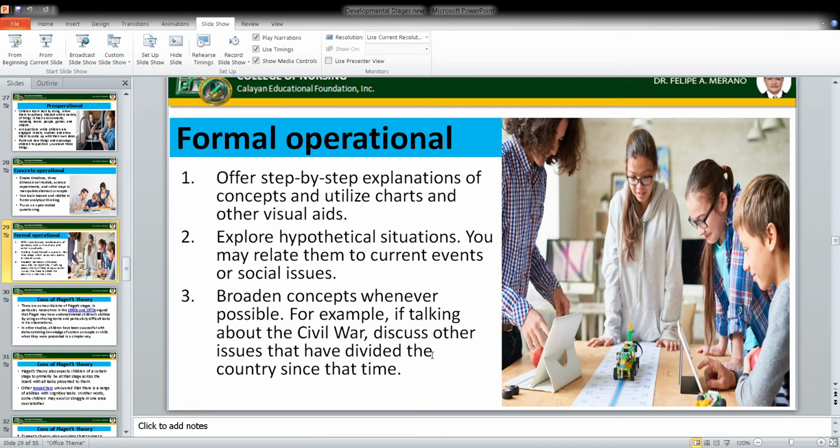Broaden concepts whenever possible. For example, if talking about the Civil War in America, discuss other issues that have divided the country since that time. So the concept of civil war must not focus only on the civil war itself, but the reason why civil war occurs. By discussing that with students in the formal operational stage, you can easily determine the knowledge they have or what has been developed in their thought.